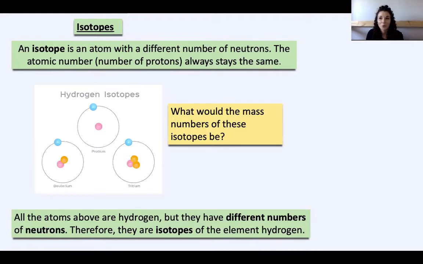Okay, I'm sure you all were able to think about that brilliantly. So this one here, because this proton is the only particle that has a mass here, this atom would have a mass of 1. Here, there's a proton and a neutron. Both of those have a mass. Electrons don't, so it'd be a mass of 2. And here you have 1 proton, 2 neutrons, so a mass of 3.